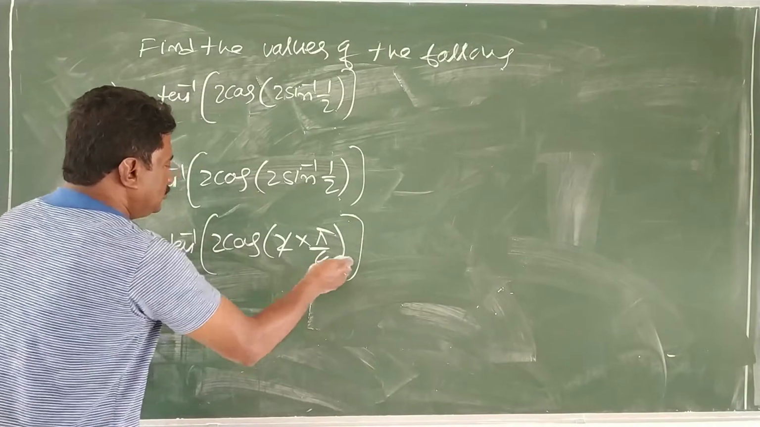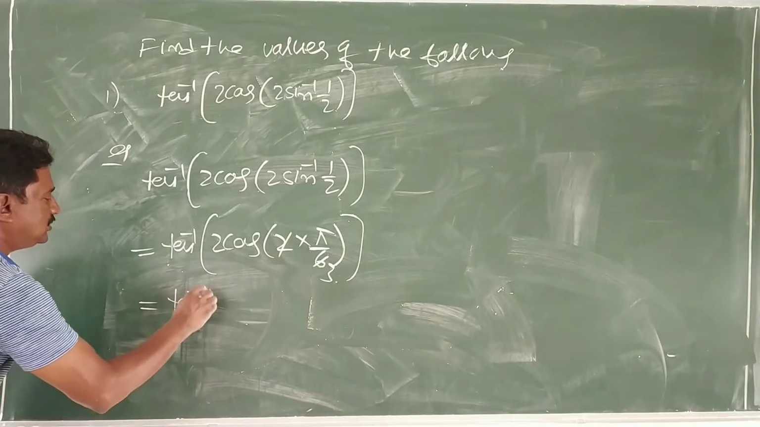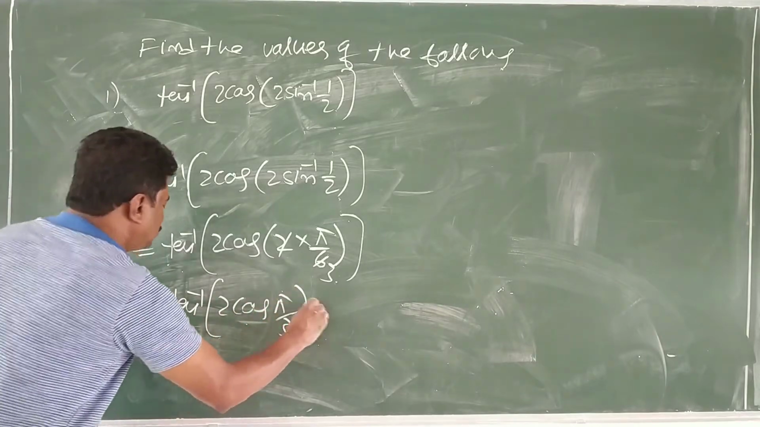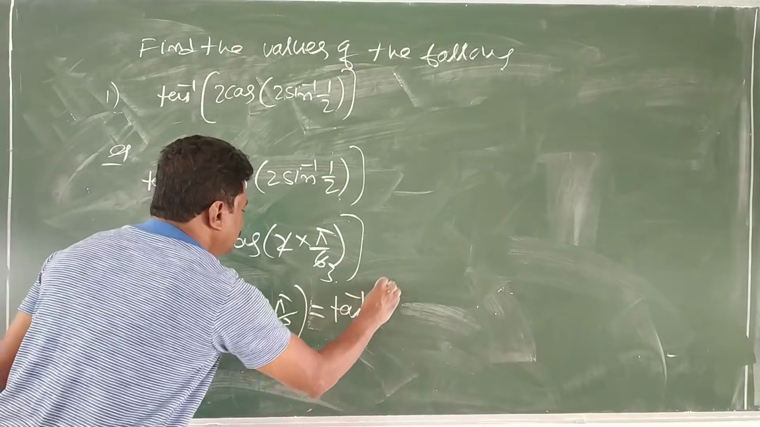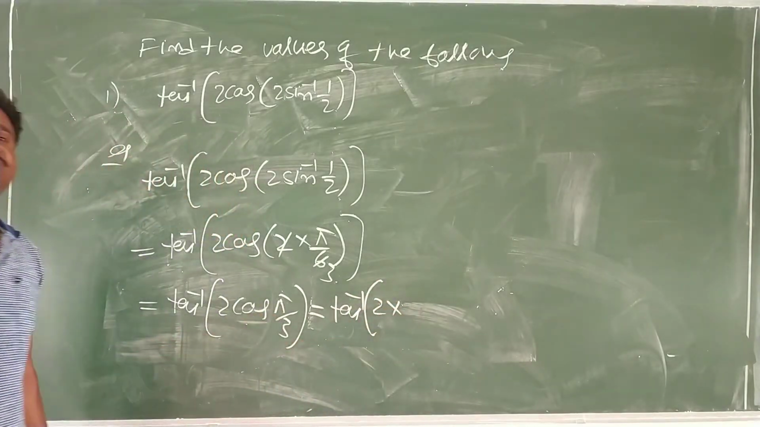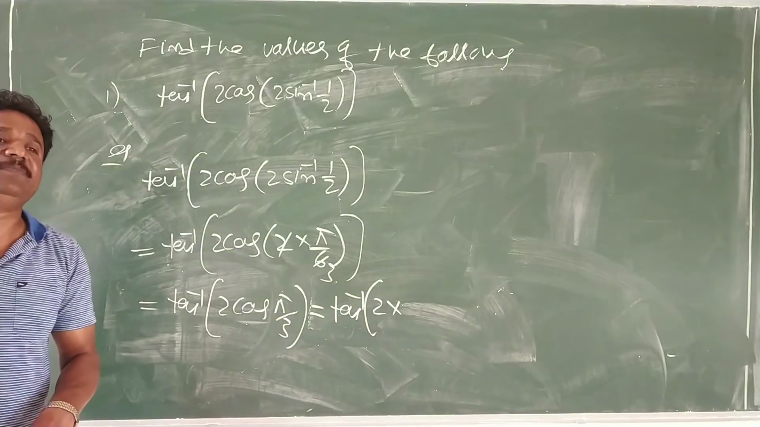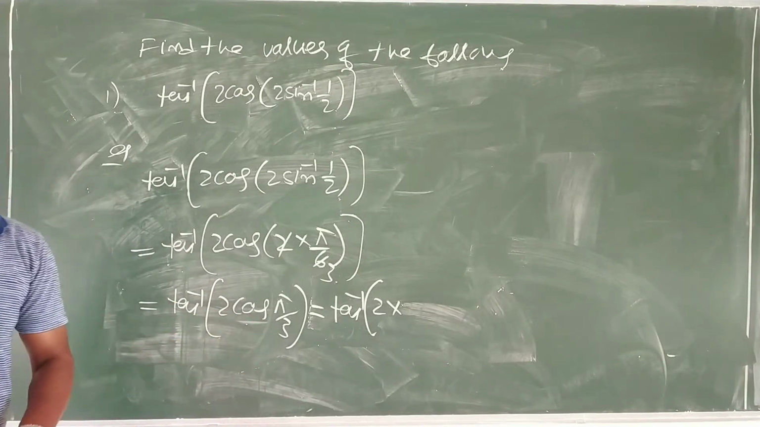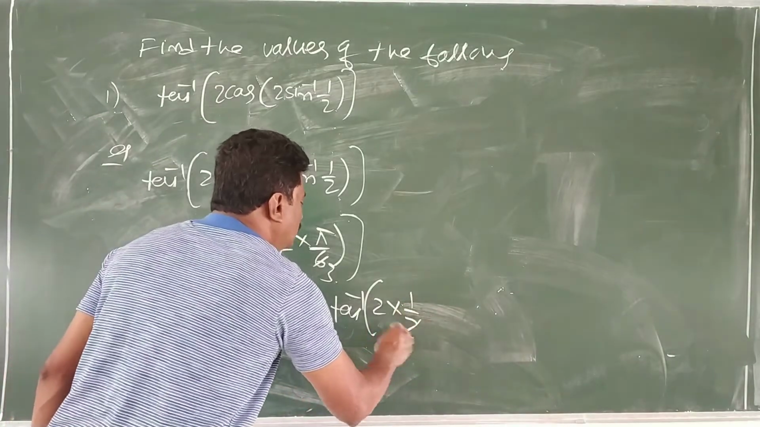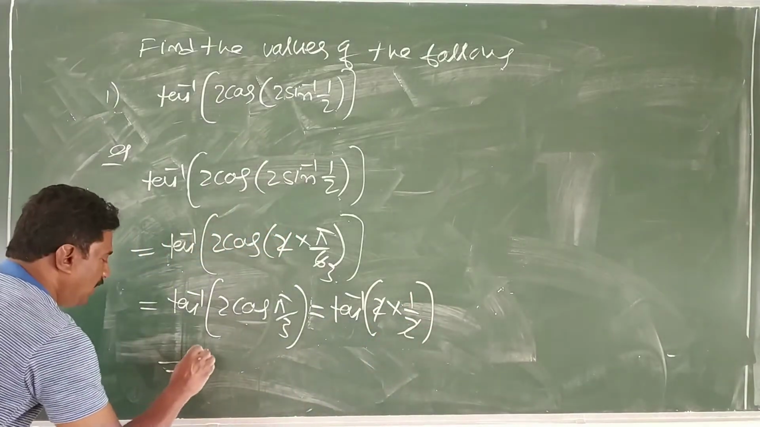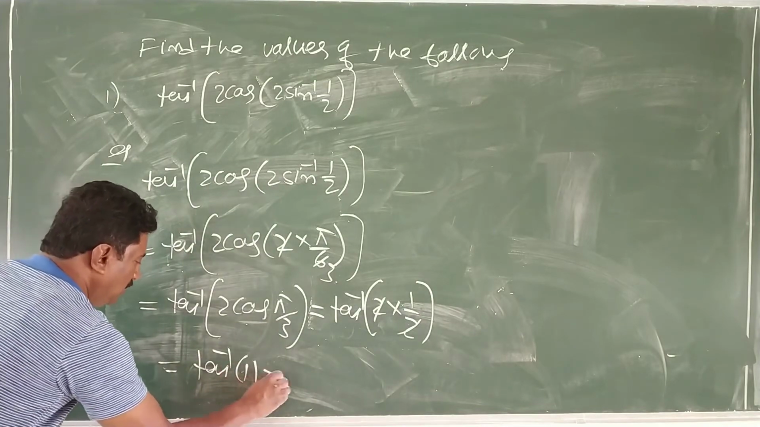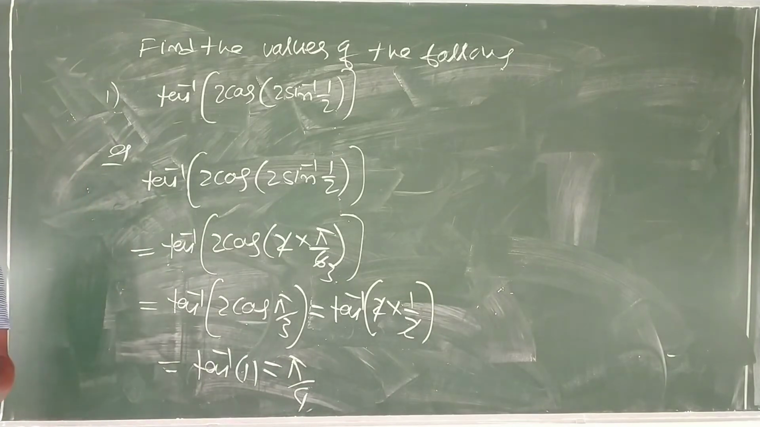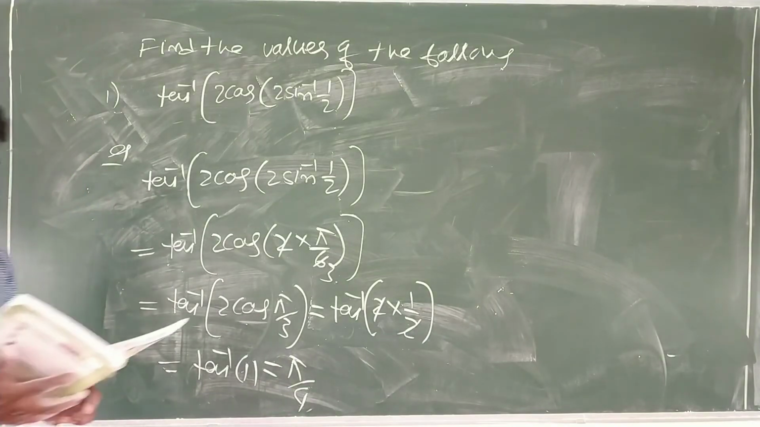The 2 times pi by 6 is pi by 3. So tan inverse of 2 cos pi by 3. Tell me the cos 60 value, friends. Sin 60 is root 3 by 2, so cos 60 should be 1 by 2. 2 into 1 by 2 cancels, tan inverse 1. Tan inverse 1 is pi by 4. So the value is pi by 4.